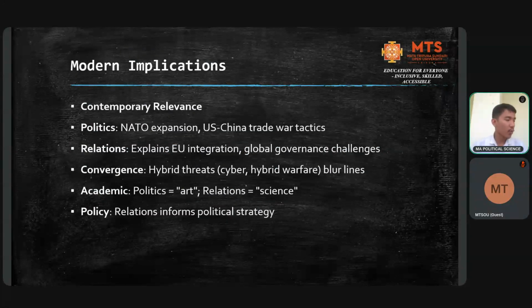So what is the modern implication for international politics in the modern world? In politics, we can say NATO expansion, US-China war tactics. After studying international politics, you can learn about how NATO has been expanding, why, and how they are able to capture more and more power. And the trade going on between the US and China, they're trying to have a trade war. I'll do this, my business will increase, their business will go down. These kinds of games are being played between the US and China.